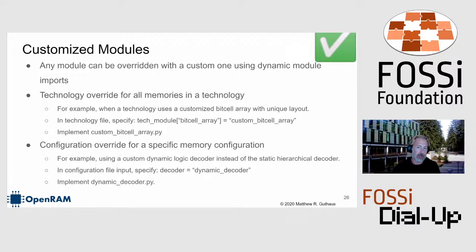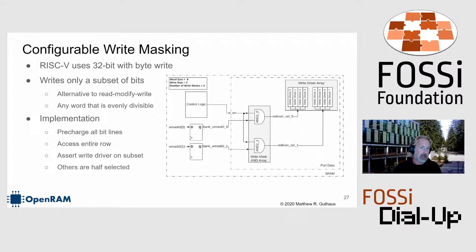Now, the other thing we've added recently is configurable write masking. I mentioned we have column muxes, so you can have more than one word on a given row. That lets you write a portion of the row, but you can also write a portion of the word on the row. For example, RISC-V architectures typically have a 32-bit data word, but you want to be able to write one byte of that at a time. Otherwise, you'd have to do a read, modify the bits, and write it back, and that would require 2 memory accesses and an instruction to do a computation.